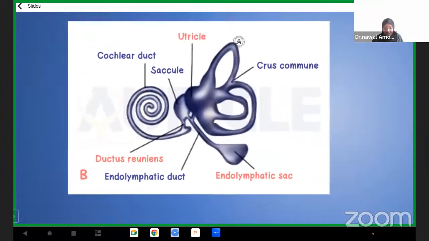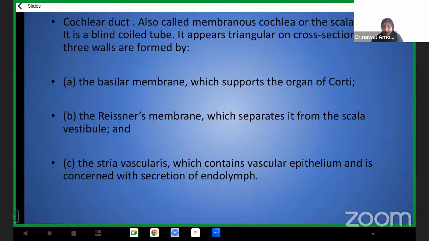Beautiful, like a snail. So the cochlear duct is also known as the membranous cochlea, or scala media. It is a blind coiled tube, like a snail. It actually appears triangular on cross section, so if you do a cross section, it will look like a triangle. And it has three walls: a basilar membrane, a Reissner's membrane, and stria vascularis. Okay, 1, 2, 3. BRS. Basilar membrane, Reissner's membrane, and stria vascularis.